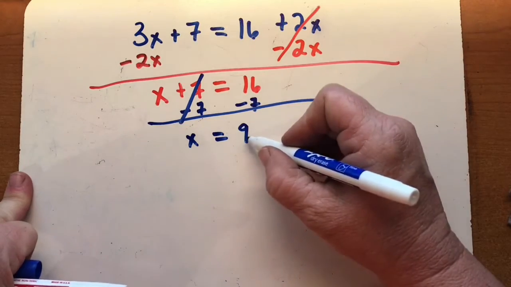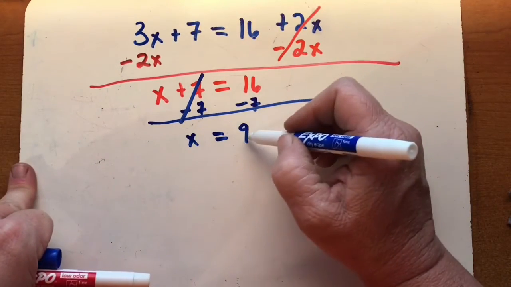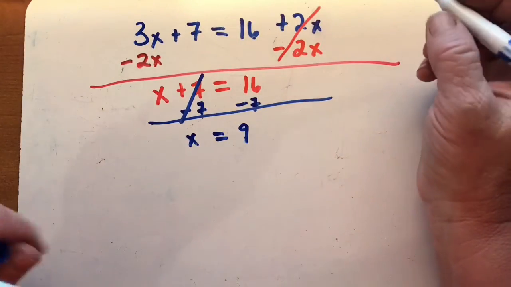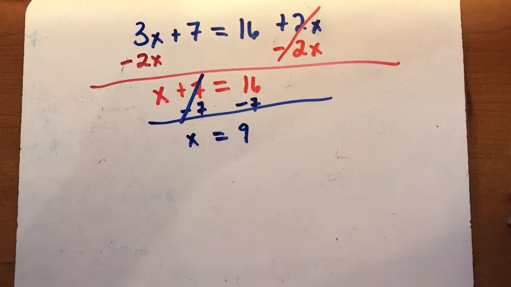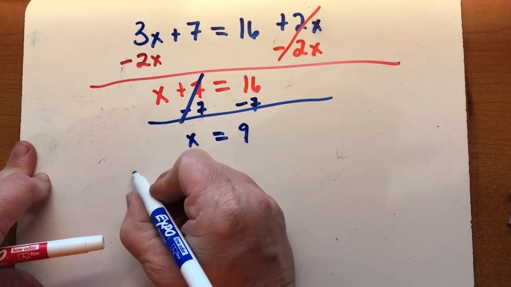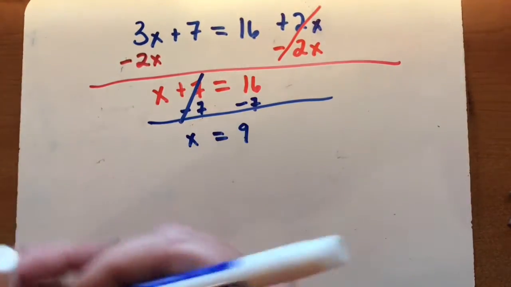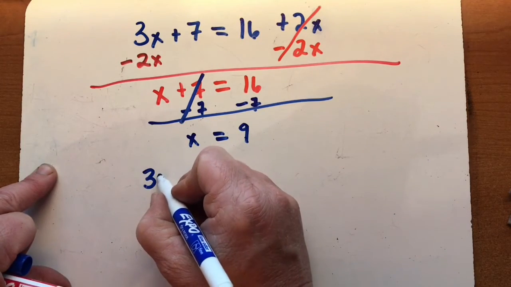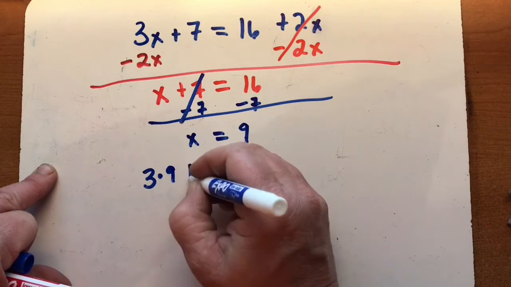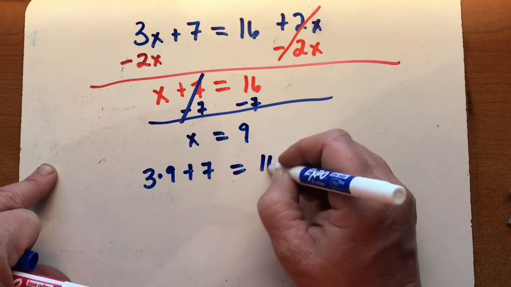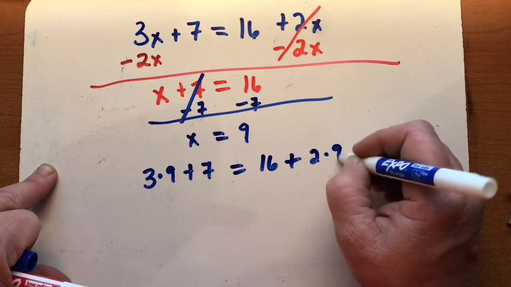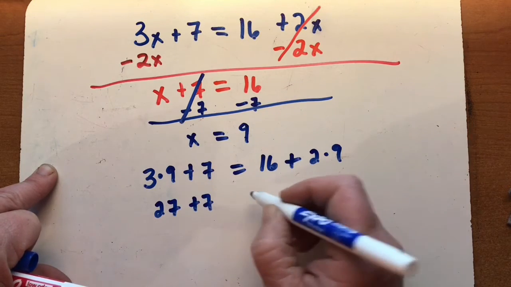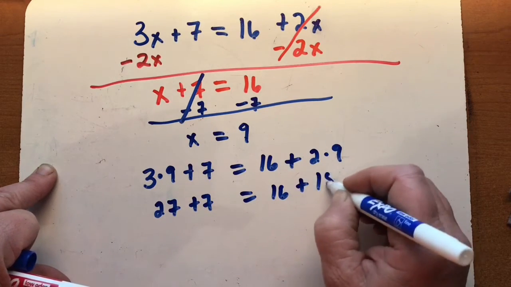Okay? Now, I'm not going to plug it in here because I'm already boring you, I'm sure. If I plugged the 9 into the original equation and solved it, both sides of the equation should be equal. Okay? And maybe I should do that to prove it. So what I would do is that wherever there's an x, I would replace it with the 9. Okay? So 3x really means 3 times x. Well, if x is 9, 3 times 9 plus 7 should equal 16 plus 2 times 9. Okay? So here we've got 27 plus 7 is going to equal 16 plus 18.